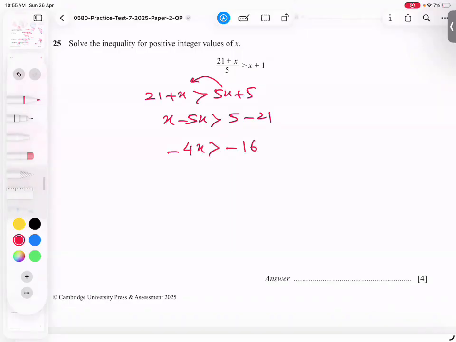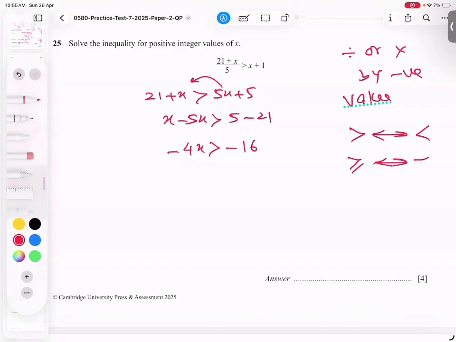A very important technical point: when you divide or multiply by a negative value, what will happen? The inequality sign will change. So this will convert to this format, and this will convert into this format. For example, negative 4 will go down. Some students cancel like this. No, wrong. You can't cancel like this. If it goes down, the inequality will flip. And we are getting answer 4.